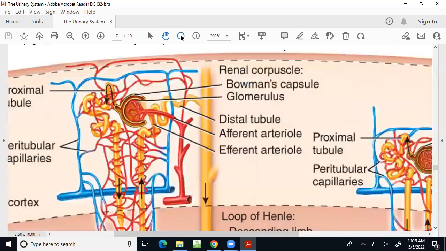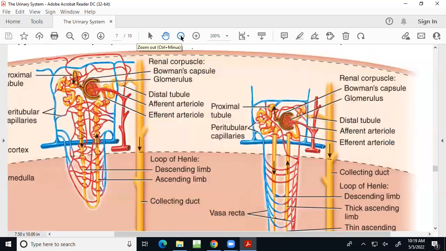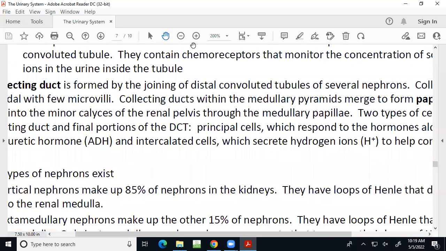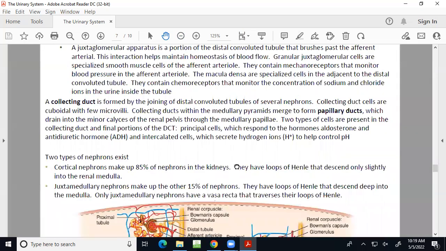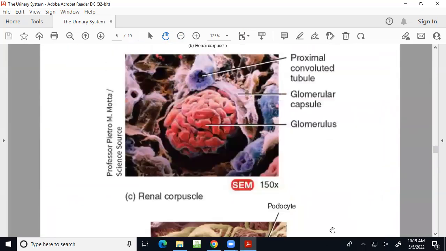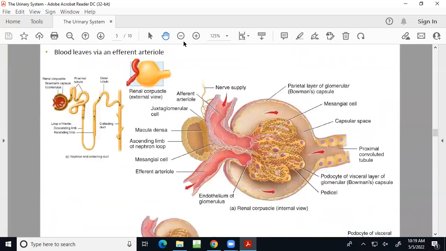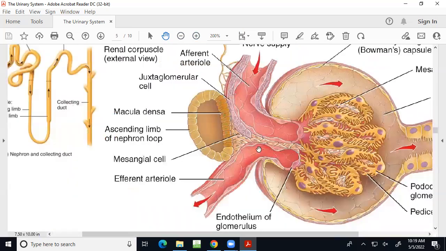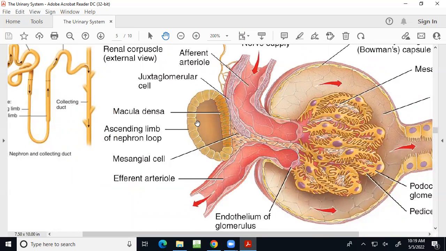It's a protective mechanism that would prevent too much stuff from being filtered out of our blood, and therefore we lose too much water or whatever it is in our urine. If I were to go back, which I'm going to, to this picture here, I didn't mention it at the time, but here we can see that juxtaglomerular apparatus. Here's the afferent arteriole bringing blood in. These cells here called juxtaglomerular cells are basically touching, and you can see, and I say basically, they really are touching these cells called macula densa. They communicate with one another.